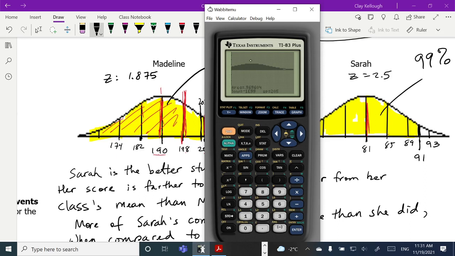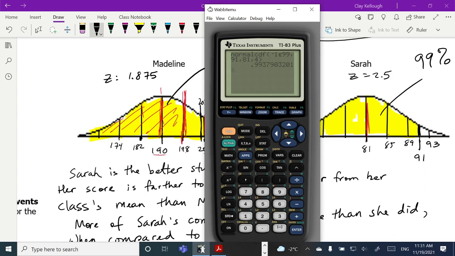What's that, sorry? Okay, so for normal CDF, if I don't care about seeing the graph, clear all this, I just want to calculate it. Normal CDF. Let's do Sarah's now. So Sarah goes from negative infinity up to her score, which was 91, comma. What's the mean of this data? 81, comma. What's the standard deviation of this data? 4, comma. We're expecting 99%, and that's what we get.